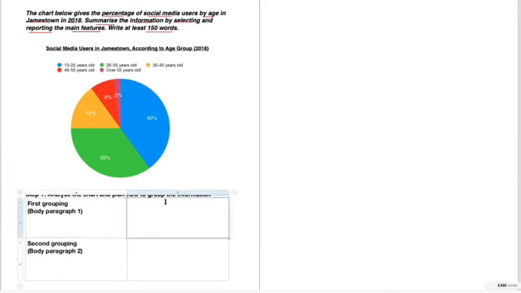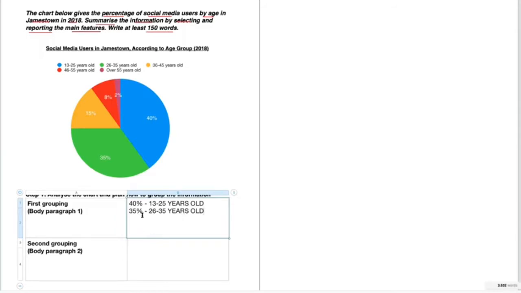I'm going to go here in our first grouping, and I'm going to have the highest at 40%. So that, again, is 13 to 25 years old. And then the second group we'll talk about in the first grouping is the 35%, and that is at 26 to 35 years old. So we have our 2 options here for our first segment.